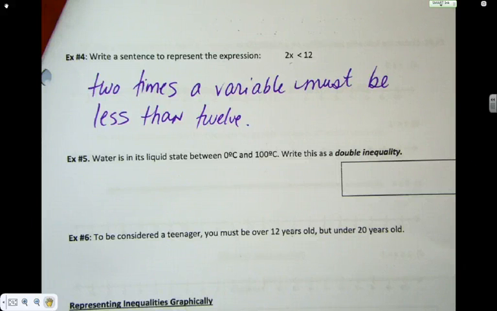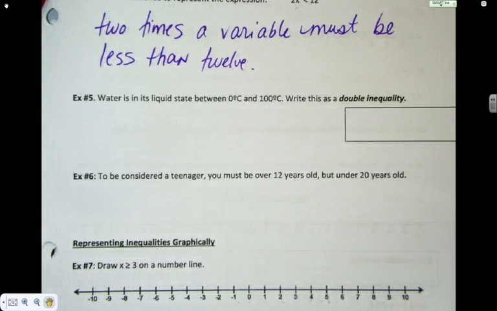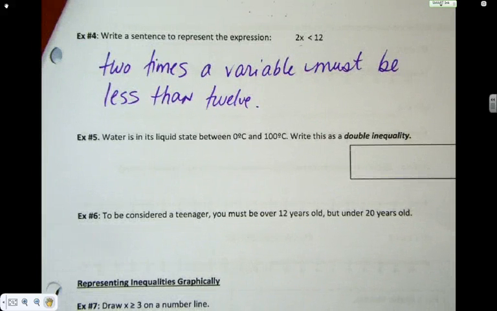Those are what the first couple homework questions are going to look like. The first, they're going to give you a situation. You have to write the inequality. The second, they're going to give the inequality. You have to express it in words. Now we're going to talk about something called double inequalities.